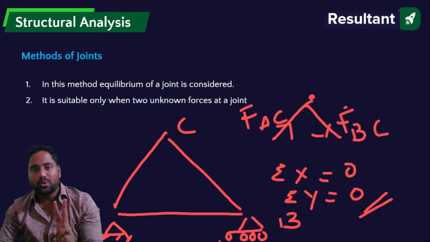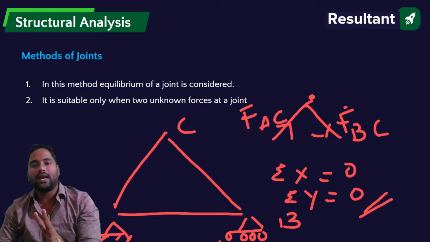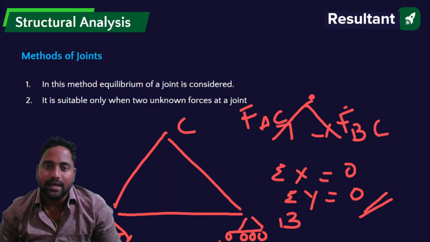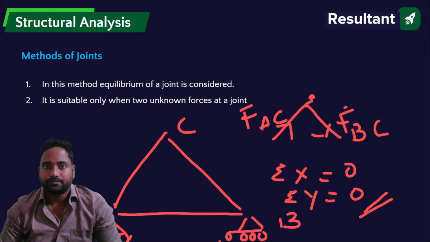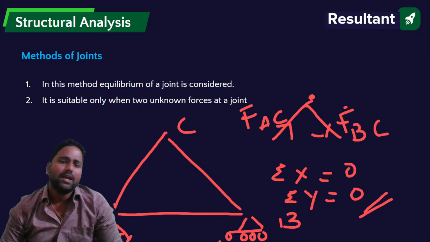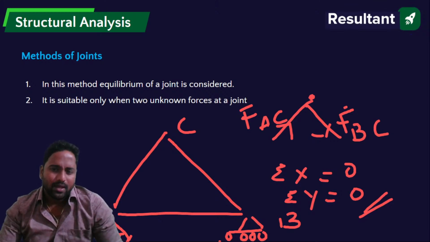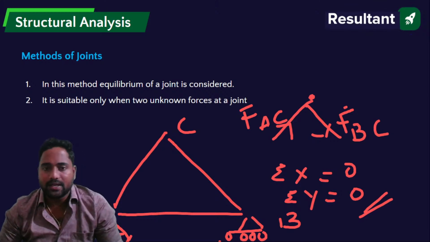Am I clear? So the idea is very simple. We have only two equations. From two equations we can only find two unknowns. So if two members are meeting, or let us say 4 members are meeting, in 2 members if you know forces, in other 2 members you can easily calculate by using method of joints. Fine. So this is the basic idea in method of joints. Okay, that is the reason what I have written over here. In this method, equilibrium of the joint is considered. It is applicable only when two unknown forces meet at a joint.